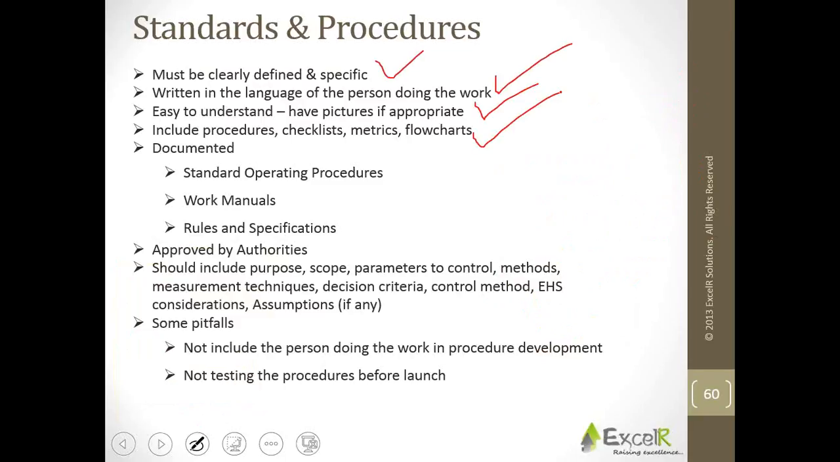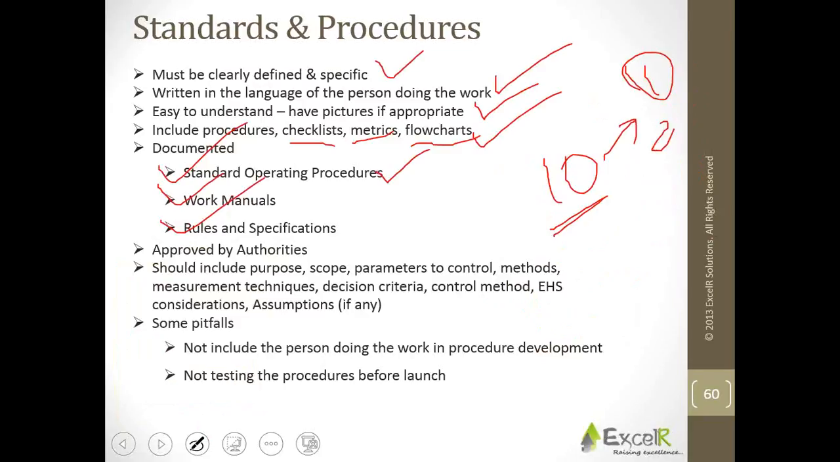It includes all the procedures, right? If any help is required on checklists, what metrics to be captured, how the flow diagram should be of the work that they are doing, all those things. You document the standard operating procedures, meaning it will be standard. If I have 10 workers manufacturing iPhones, these standard operating procedures or work manuals or rules and specifications will clearly tell me what is step 1, step 2, step 3, step 4, and so on and so forth. It is standard. So all these 10 people should follow this particular flow.